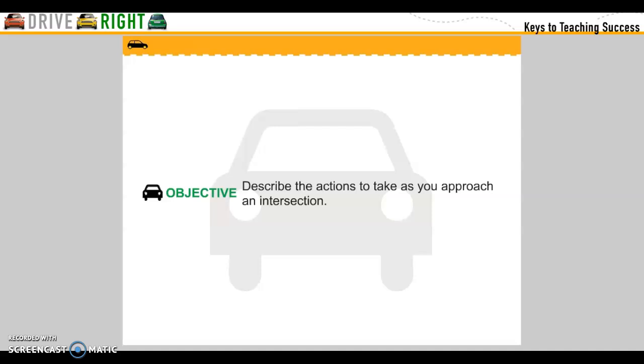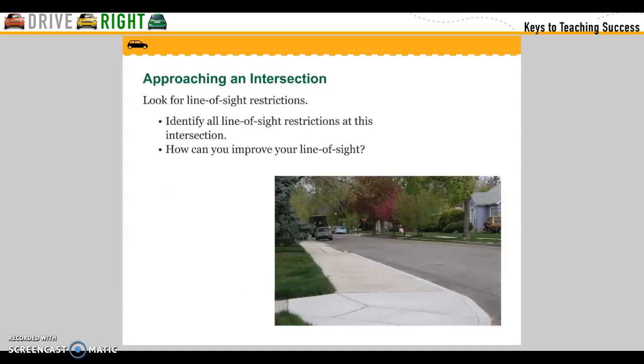Objective. Describe the actions to take as you approach an intersection. Approaching an intersection. Look for line of sight restrictions. Identify all line of sight restrictions at this intersection. How can you improve your line of sight?